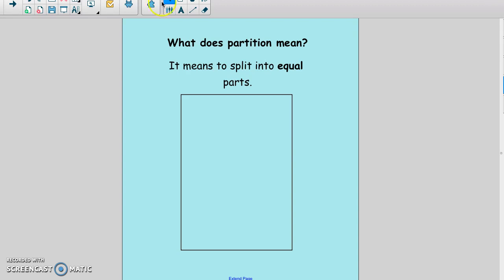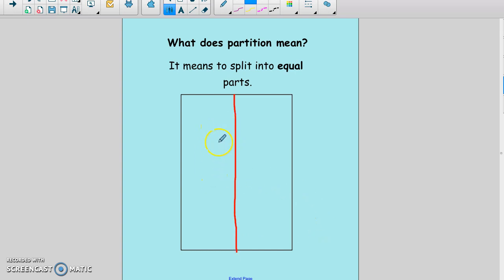So if I take a look at this rectangle, we are going to split it in half. And there's a few different ways you can do that. The first way we're going to look at is by drawing a vertical line directly down the center of our rectangle. It's kind of hard on a smartboard, but I think that's pretty equal.